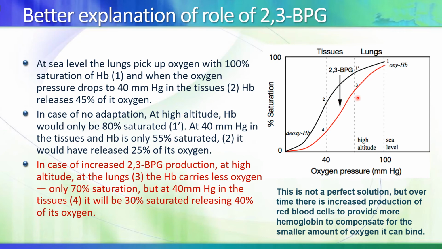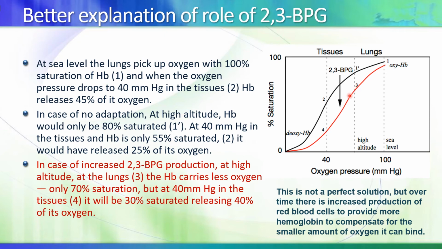So rather what happens is that you have increased production of 2,3-bisphosphoglycerate. You have a shift to the right. The curve shifts to the right. So now we're looking at the red curve right here. So the hemoglobin molecules would be saturated, and at high altitude, we're looking at point number 3, about 70% of hemoglobin molecules would be saturated. Okay, so that's little, right?